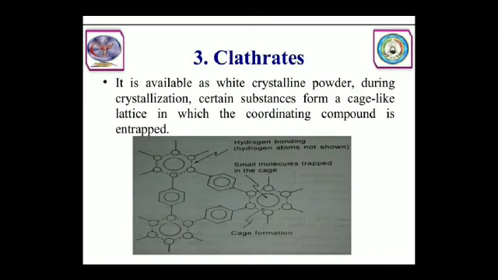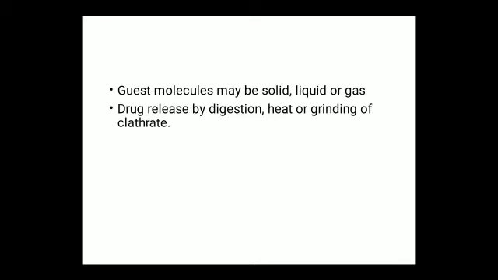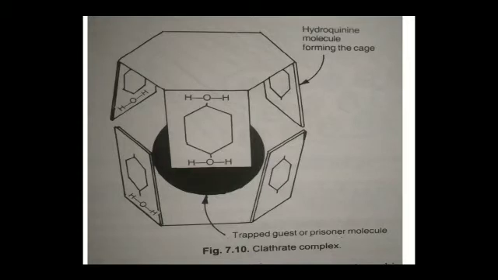The cage formation can be given by the diagram. These small molecules entrap the drugs. In these clathrates, the guest molecule may be solid, liquid, or gas. From the clathrates, the drug can be released by digestion, heat, or grinding of the clathrates. Clathrate complexes are formed by the hydroquinone molecule. The trapped drug can be placed in the center.